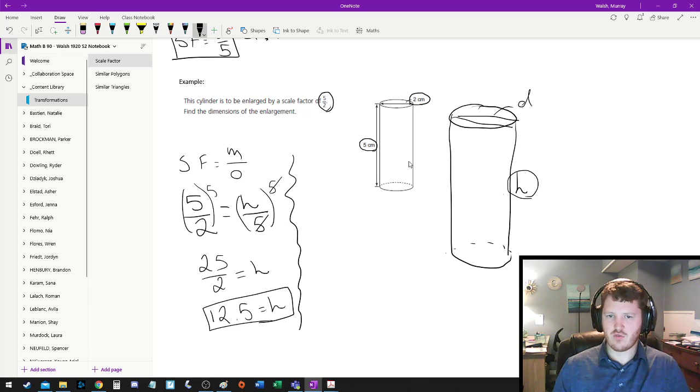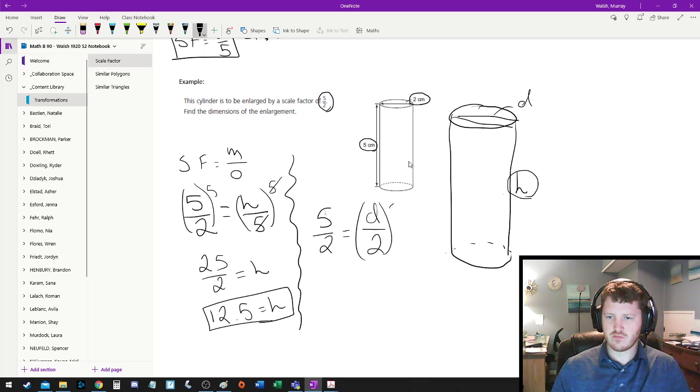If we want to find the diameter, we follow the same process. 5/2, we use our scale factor. That equals our diameter, our model, over our original, which is 2. So now this is the setup for solving for the diameter. We have the scale factor on the left-hand side, which was 5/2, and we have the model dimension divided by the original dimension. The model dimension we don't know yet, so we use a variable.